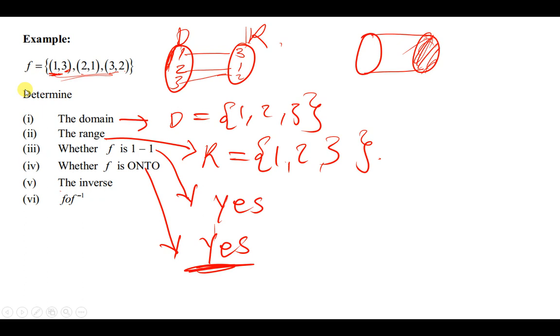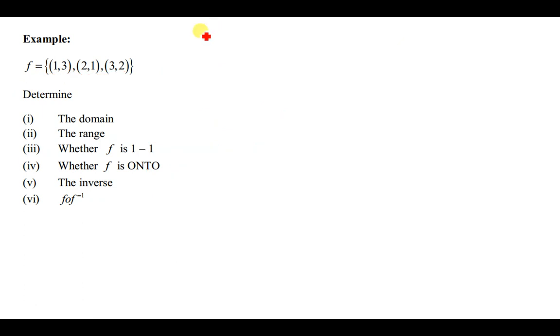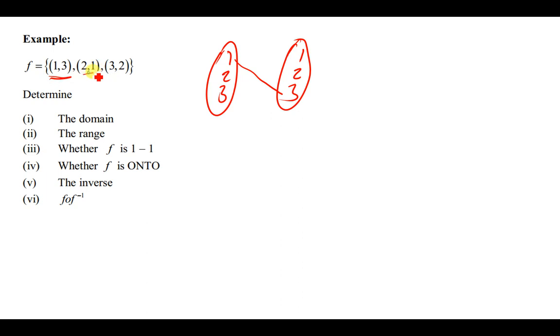The other question is determine the inverse of this function. So the inverse is straightforward. Let us find the inverse. We can write the domains there. The domains we have 1, 2, 3. Then the range we have also 1, 2, 3. But of course 1 is being mapped on 2, 3 according to this one. Then 2 mapped on 2, 1, 3 mapped on 2, 2. So to find the inverse of this function, I'm going to write the inverse there. So I have 1, 2, 3.